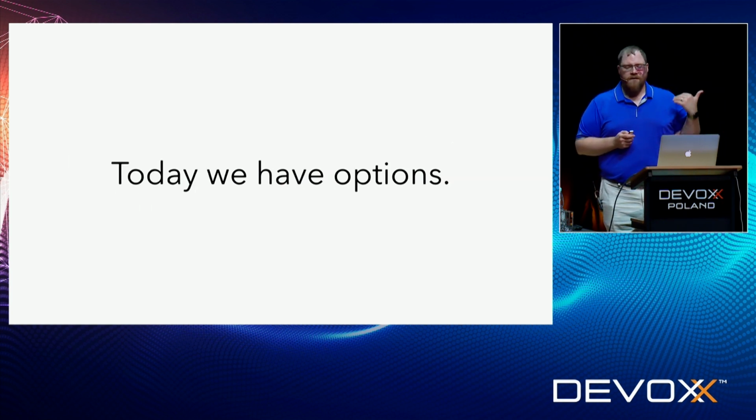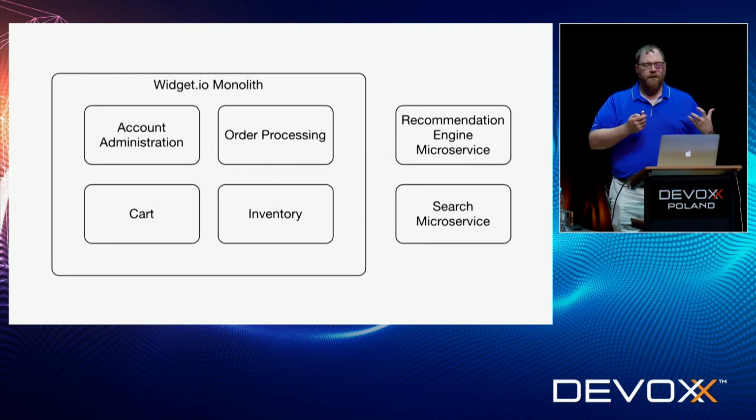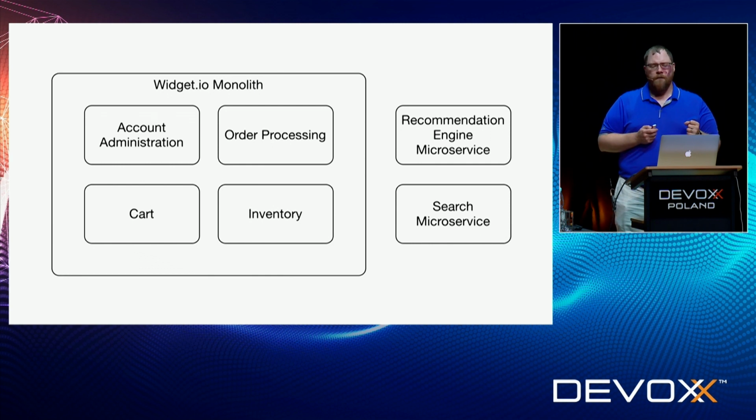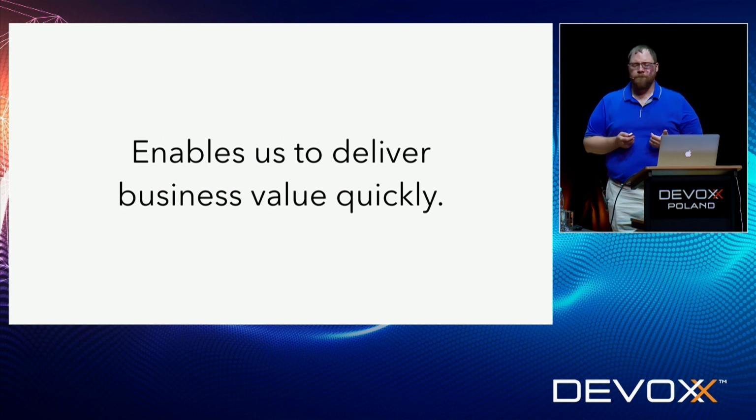Now, of course, today we actually have options. I can split the system up, and so I can iterate parts of the system more rapidly than others. So I might take that widget I/O system, I might break it apart, and I might say, the recommendation engine, we're going to make that a microservice. We're going to make search its own microservice, so they can evolve at a different rate than the rest of the system. And now I can turn around changes more rapidly. I can deliver business value more quickly.